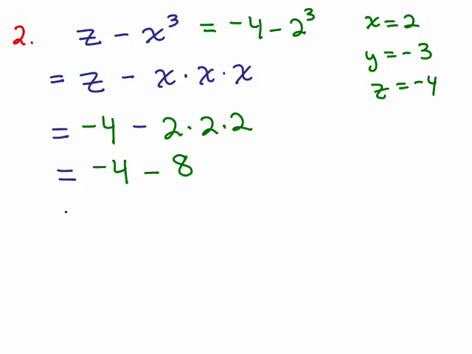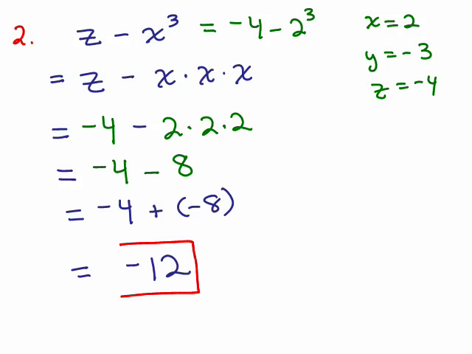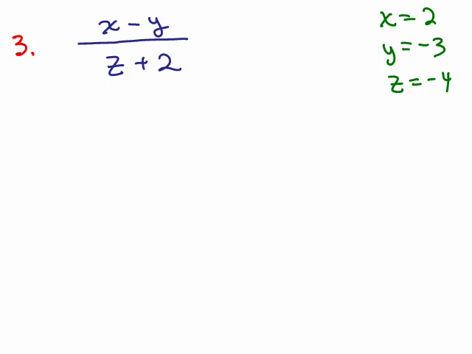So we've got -4 plus -8, and we're adding 2 negatives, so the answer is negative. Add 4 and 8 to get 12. So our answer is -12. That's number 2. Going on to number 3.